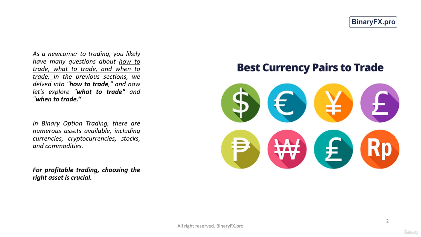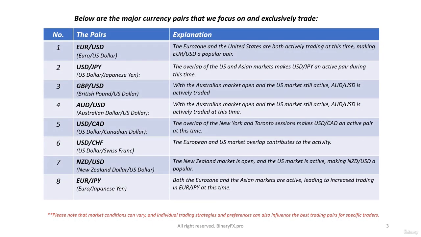Number 1. Euro and US dollar. The Eurozone and United States are both active during this time, making Euro and US dollar a popular pair. Number 2. US dollar and Japanese yen. The overlap of the US and ASEAN markets makes the US dollar and Japanese yen an active pair during this time.